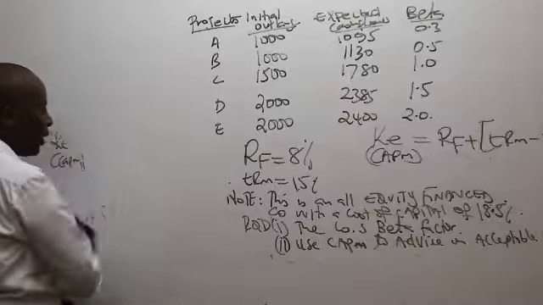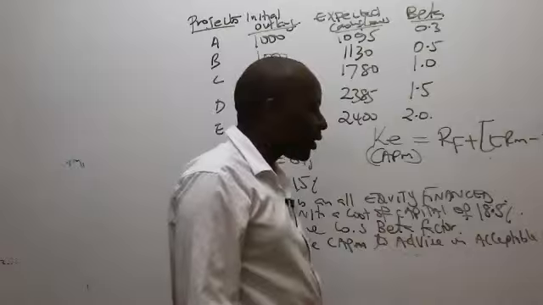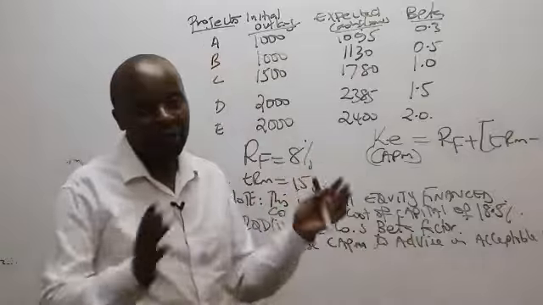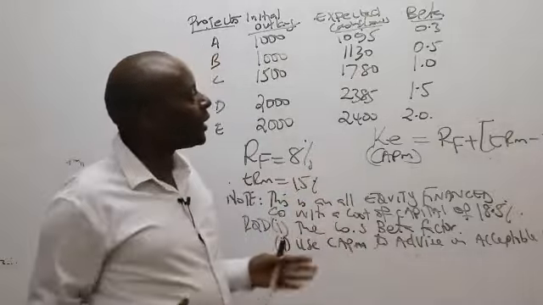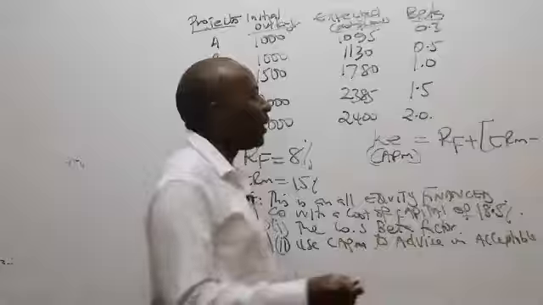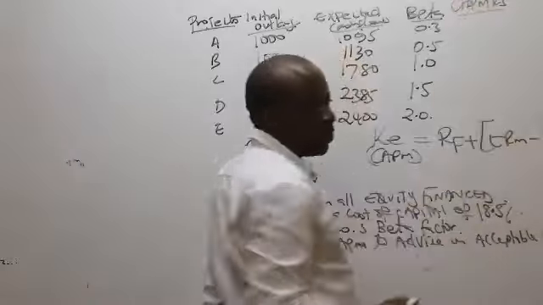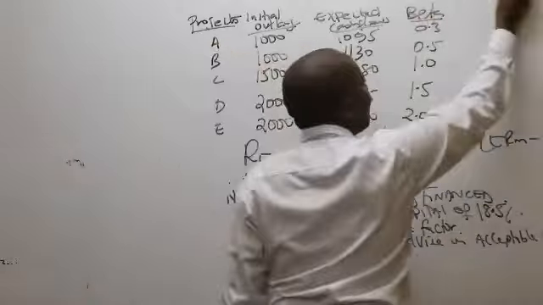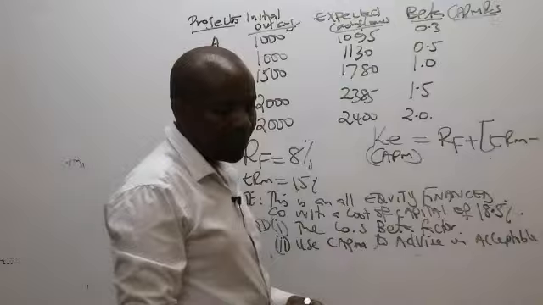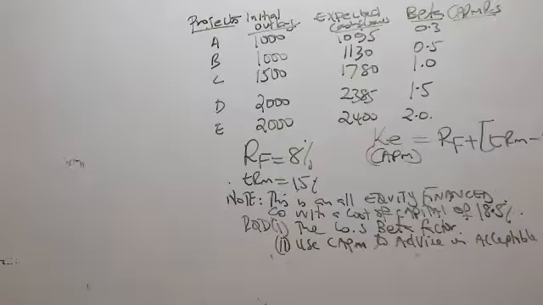Ladies and gentlemen, we go to the second part. The second part is very easy. They want us to use CAPM to advise on acceptable projects. Of course, that will be on the basis of the Jensen's alpha value. So if it is Jensen's alpha value, then I need to first of all get the CAPM returns of each security, without really struggling.